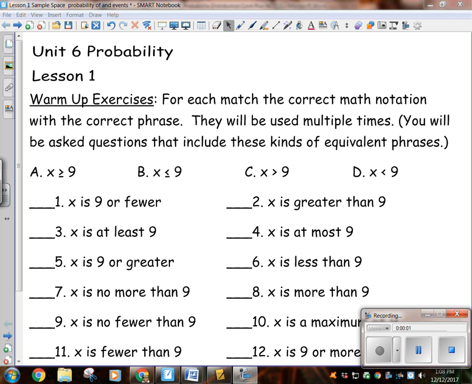All right, we're going to start Unit 6, probability. I'd like you to match the phrase with less than. Notice some of them have less than or less than greater than. So notice it has an equals or it doesn't have an equals. So does the phrase, can it be that number, or does it have to be greater than or less than that number? See if you can match, because you're going to see these phrases used in these upcoming exercises.